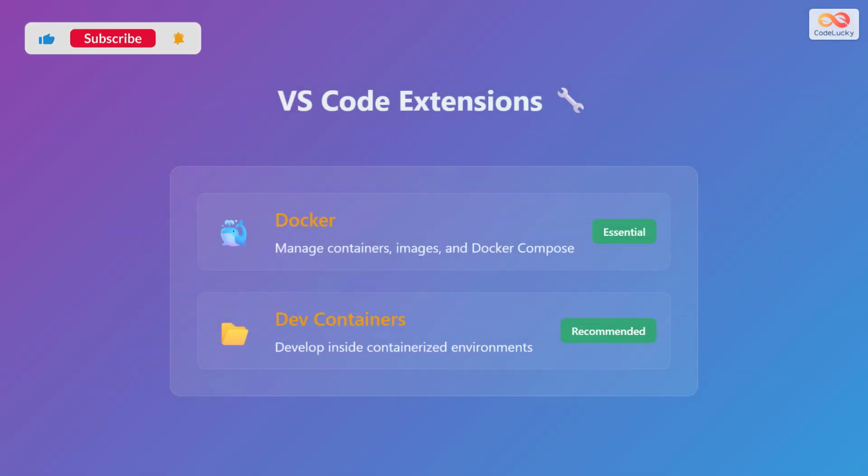To enhance your Docker experience within Visual Studio Code, we need to install a couple of extensions. The first essential extension is simply called Docker. It allows you to manage containers, images, and Docker Compose directly from Visual Studio Code. The second recommended extension is Dev Containers, which enables you to develop inside containerized environments, providing a consistent and isolated workspace.